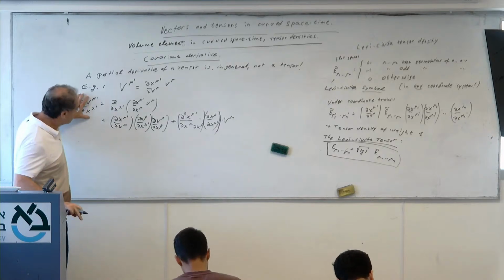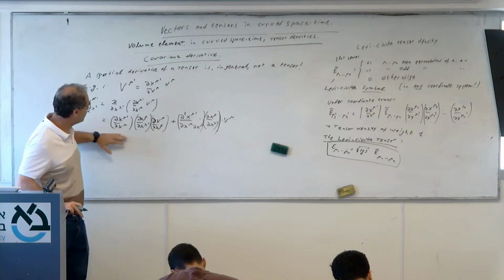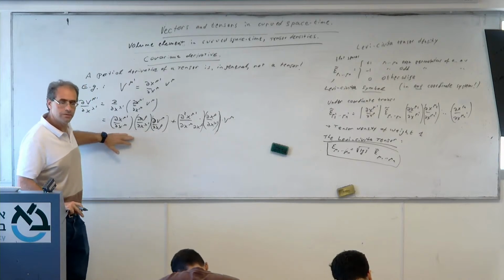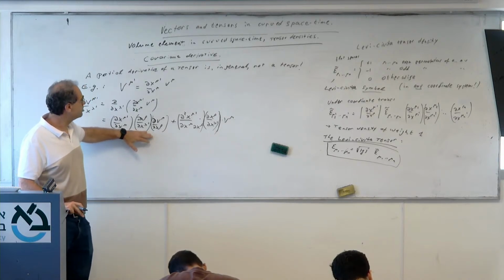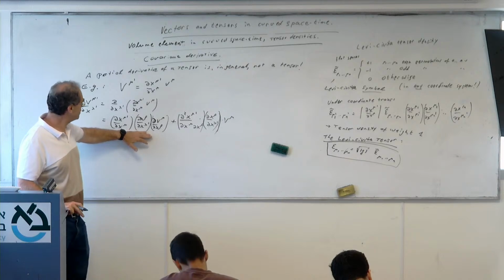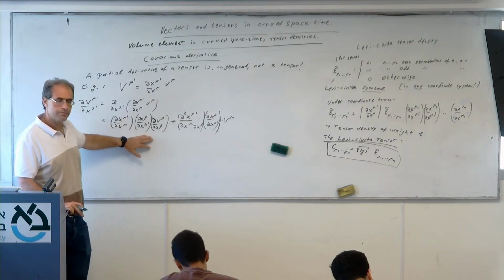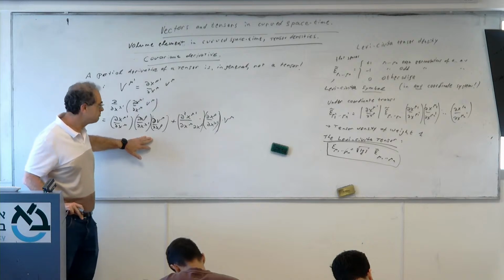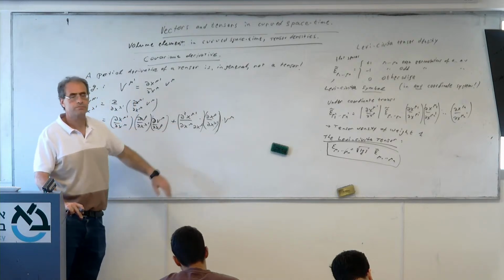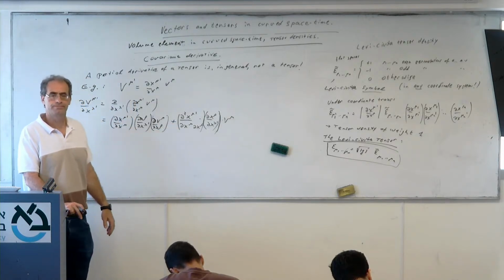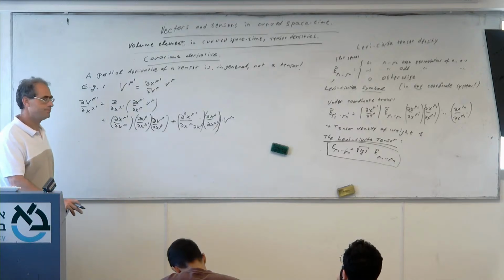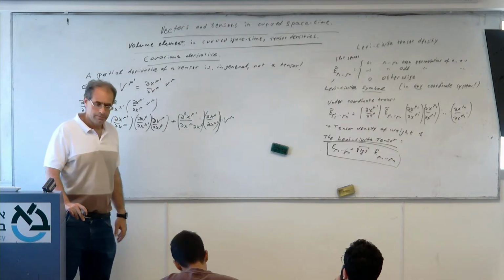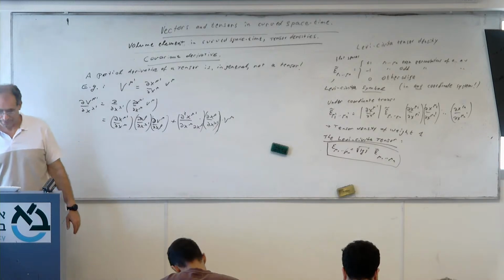So if this was a tensor, then this is what I would expect the transformation law to be, right? This is the transformation of a tensor. But I also have that extra term, because I need the derivatives.